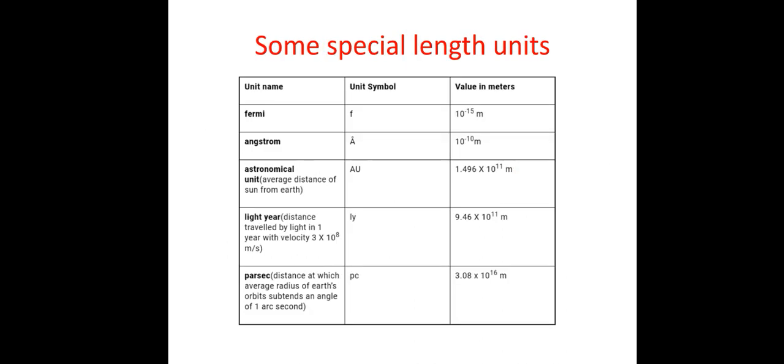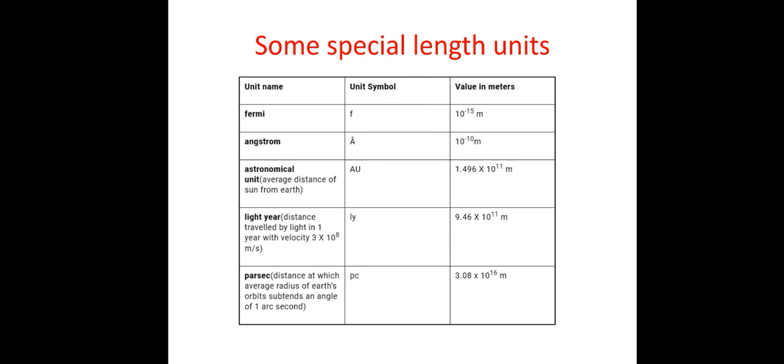So let us see some specific length units. The unit named Fermi, which has the symbol small f, has a value of 10 to the power minus 15 meter. Angstrom has 10 to the power minus 10, represented by an A with an upper dot. Astronomical unit is AU, which has a metric value of 1.5 into 10 to the power 11, or you can say 1.496. Then light year distances.